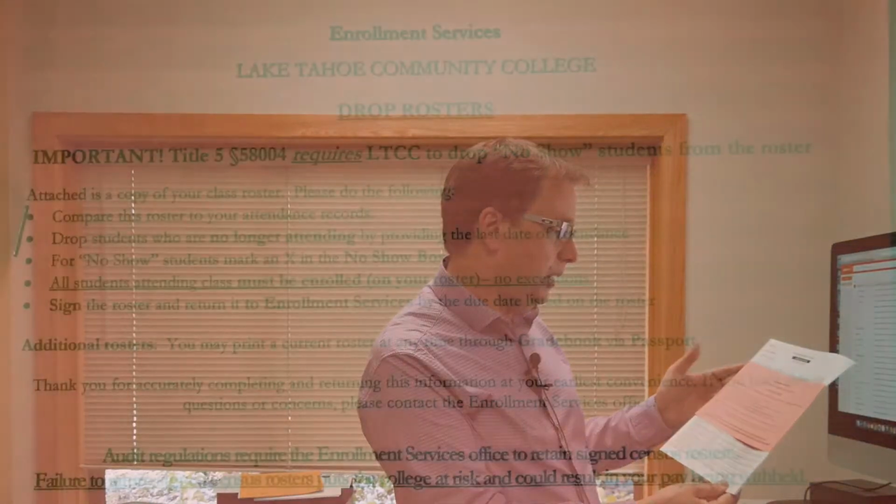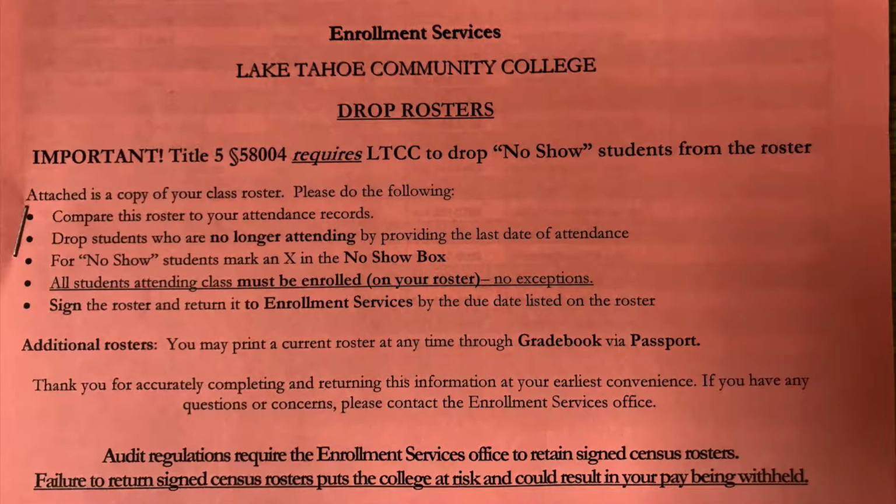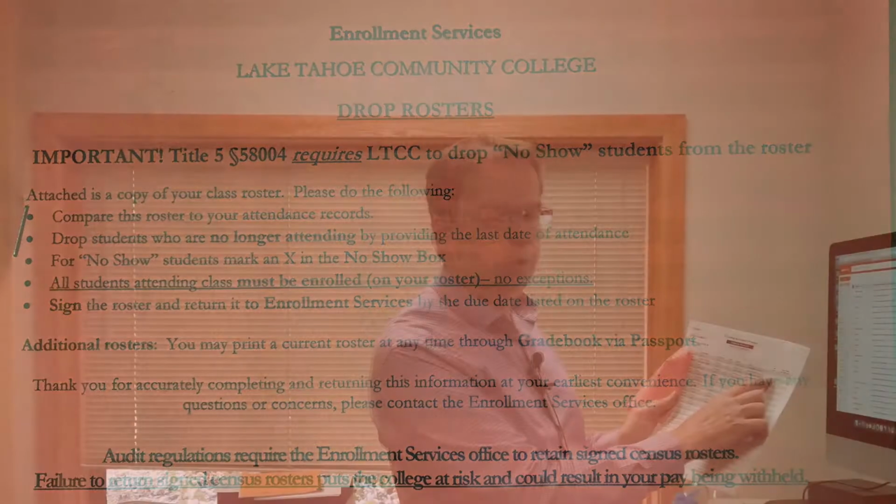But for most classes, you want to just make sure that that's the case as well, that there's a one-to-one correlation between someone on your drop roster that you receive from admissions and what is on your Canvas roster or your Gradebook. And so you could look in those different places to make sure. They indicate on here that you should drop students who are no longer attending by providing the last date of attendance. And you could click on here either no show or date last attended on here.